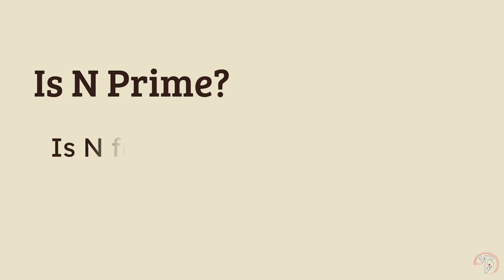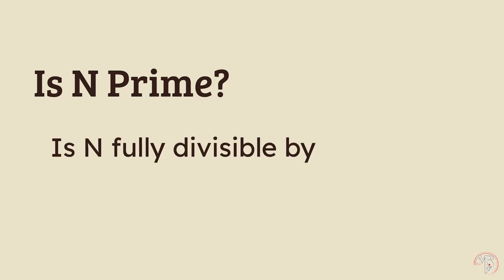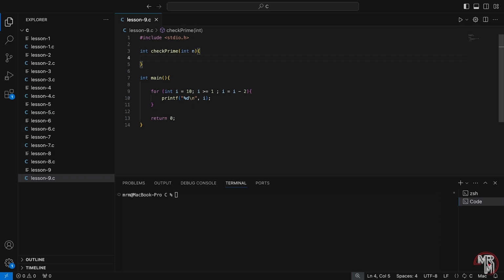Alright, so the most straightforward approach that we can take to check if a number is prime is we can check if the number is fully divisible by any number between 2 inclusive and the number itself non-inclusive. To check if a number is fully divisible by another number, as some of you might remember, we can use the modulo operator. Alright, so we run a for loop, start the counter from 2, continue the loop while the counter is less than the number, and increment the counter by 1 at the end of each iteration.